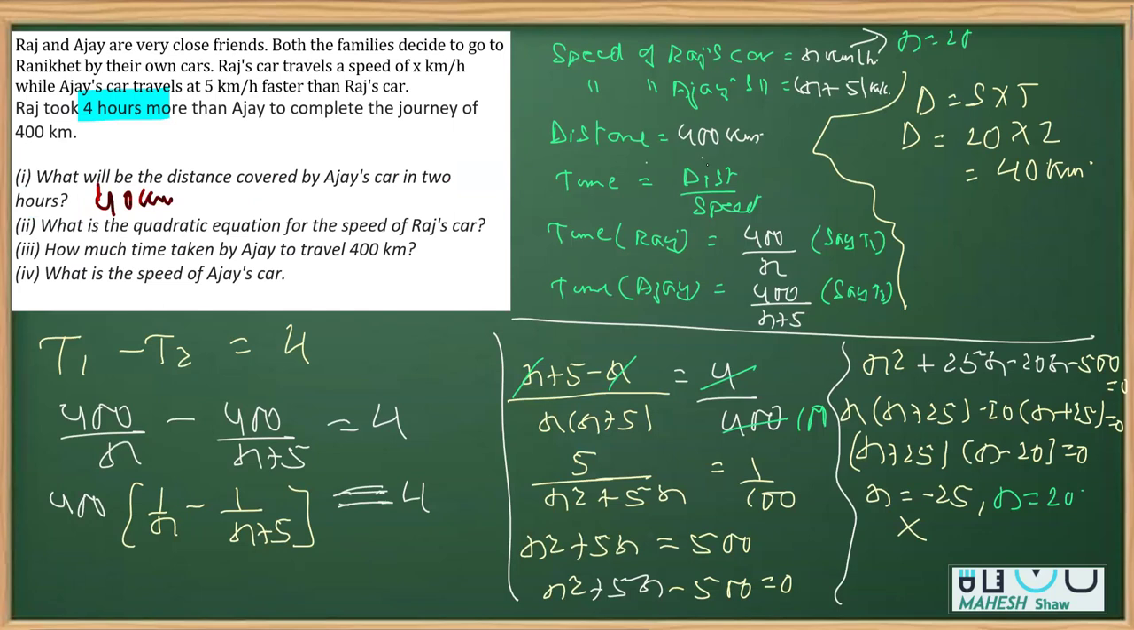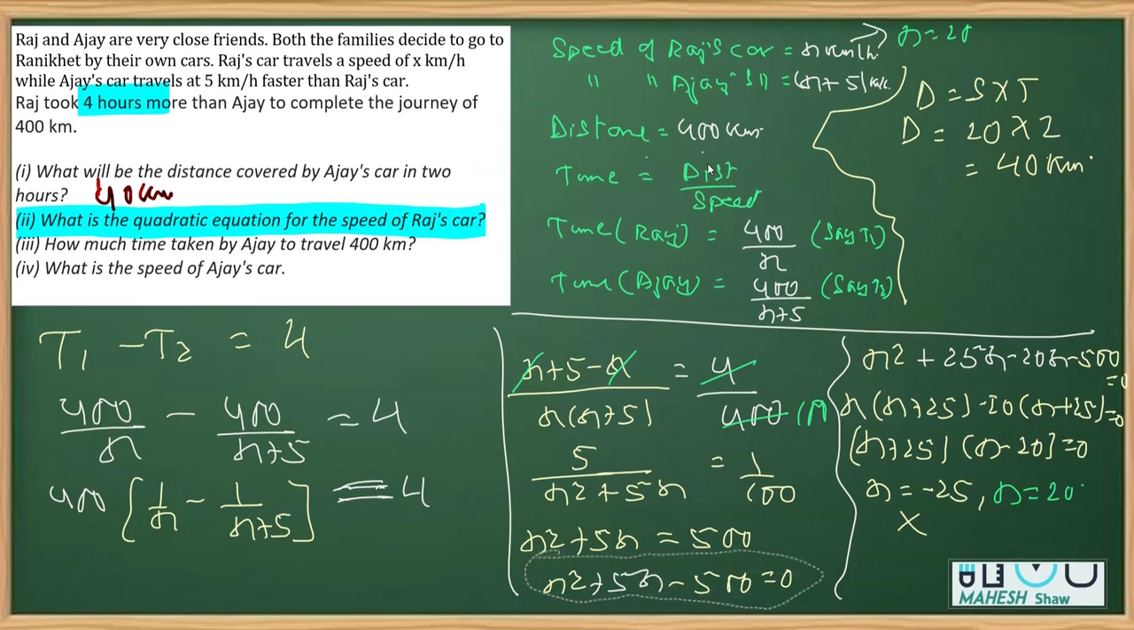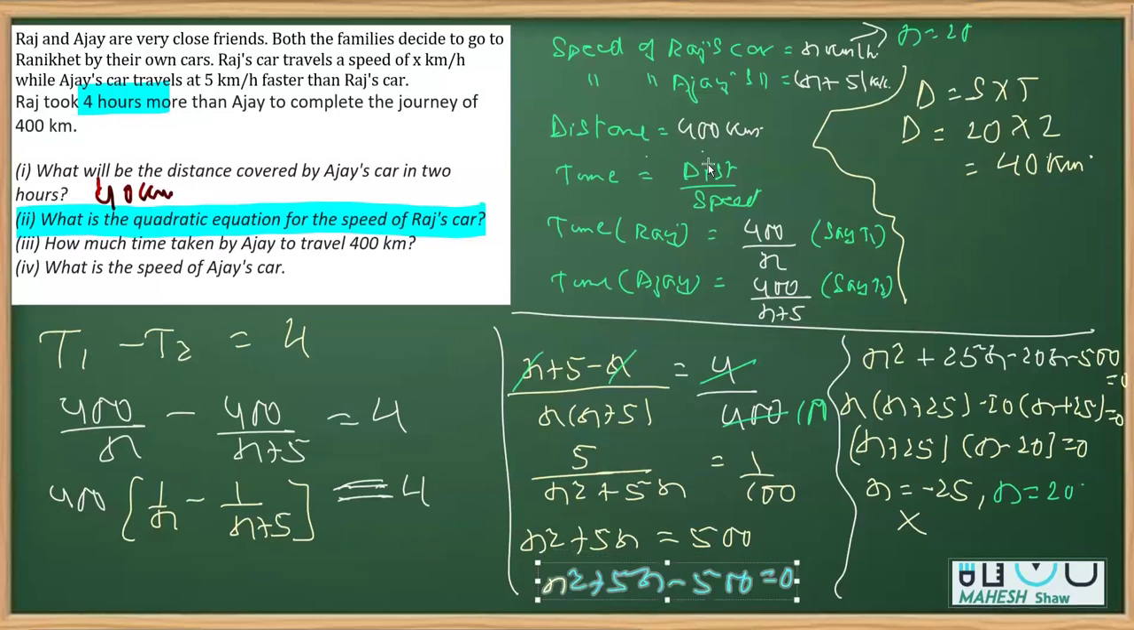Now, in the second part, it says, what is the quadratic equation found by Raj's car, which we have already obtained. As you can see, the quadratic equation is obtained at the bottom of the screen. I may write it here: x squared plus 5x minus 500 equals 0.